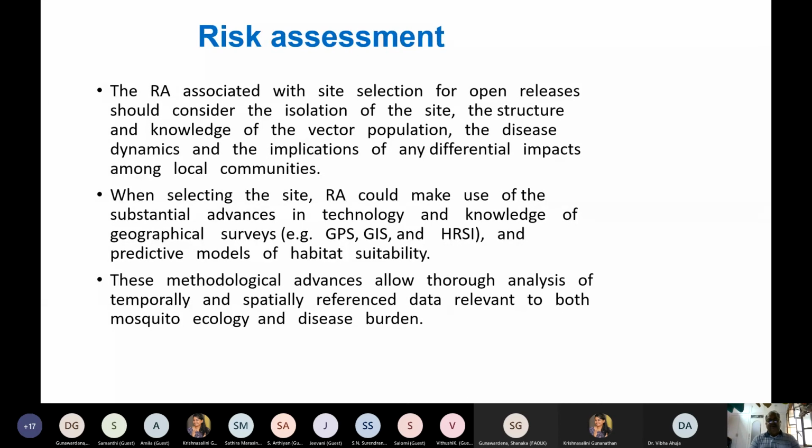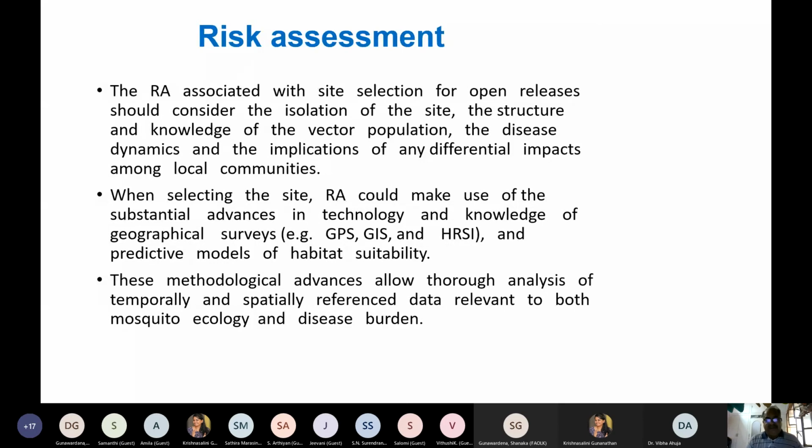risk assessment could make use of the substantial advances in technology and knowledge of geographical surveys. Now, this is very important. We need to select the site not only by physically sighting or visiting the site, but we need to take into consideration the help from the GPS, the GIS, as well as high resolution satellite imageries. This will help us to select not only a site in a physical sense, but one fulfilling all our criteria for conducting the experiment with the objectives intact.